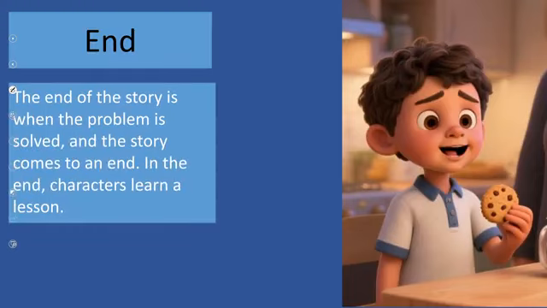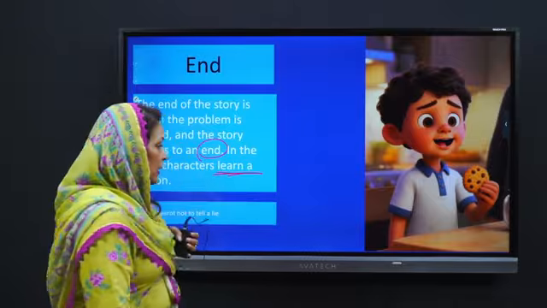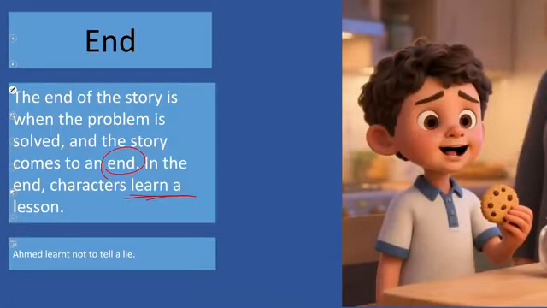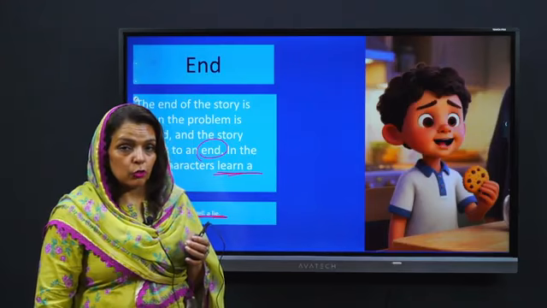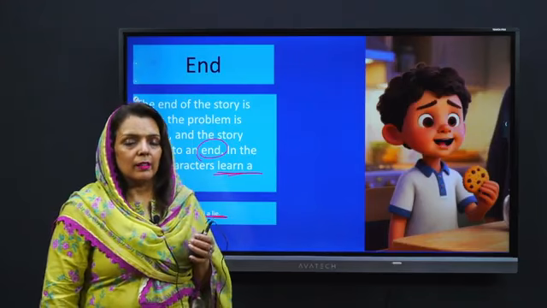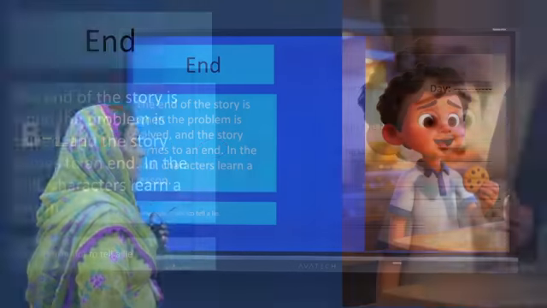Now let's see what the end is. The end of the story is when the problem is solved and the story comes to an end, or the characters learn a lesson. So what lesson did Ahmed learn? Ahmed learned that one should not tell a lie. Got it? So this is the end of the story, when the character learned a lesson.